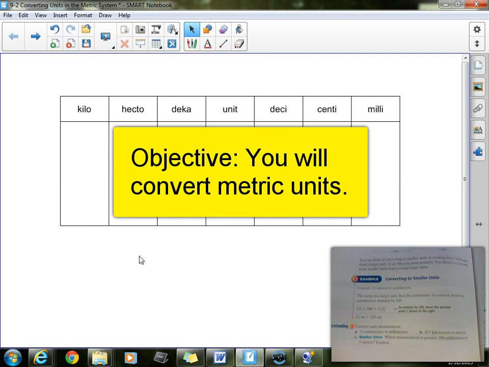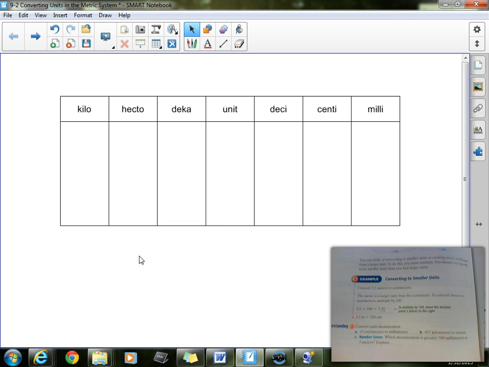Tonight we're going to be working on something that will most likely become very important one day. We're going to be working on converting in the metric system. Now today in class we learned the basics of the metric system. Now tonight we're going to be working on converting in that system.